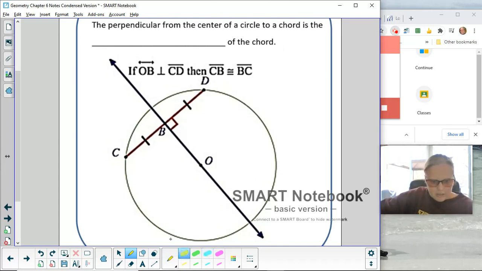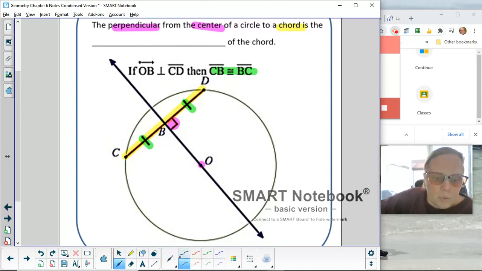So let me look at this chord. Here is our chord. And it is perpendicular as shown right here. And it does connect to the center. So if I look at the chord, what else is this perpendicular line doing to that chord? And if I look at the statement above, it says CB is congruent to BC. And that's because of these two hash marks.